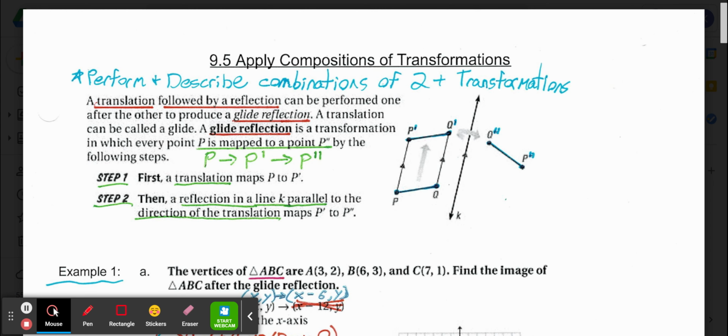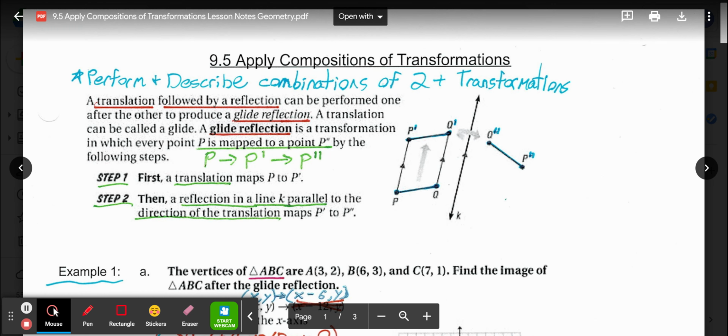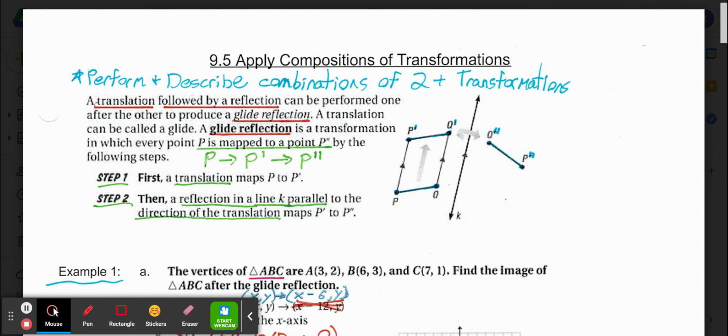Welcome to lesson 9.5, Apply Compositions of Transformations. The main idea of this lesson comes down to performing and describing combinations of two or more transformations. Mainly we've looked at reflections, rotations, and slides or glides, which could also be called a translation.